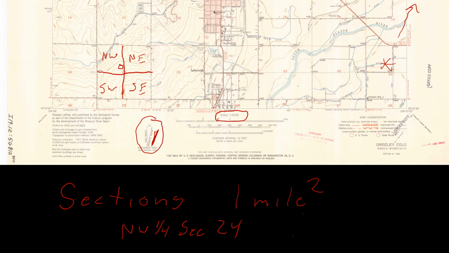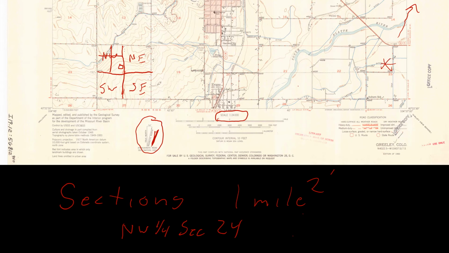And if you ever buy land, what you'll see is you get a deed, right? And your deed tells you where your land is. And it actually uses this system. So we need to narrow this down a little more. All right, so what we do then is we take that northwest quarter of section 24 and we divide that into quarters. Now where is it?